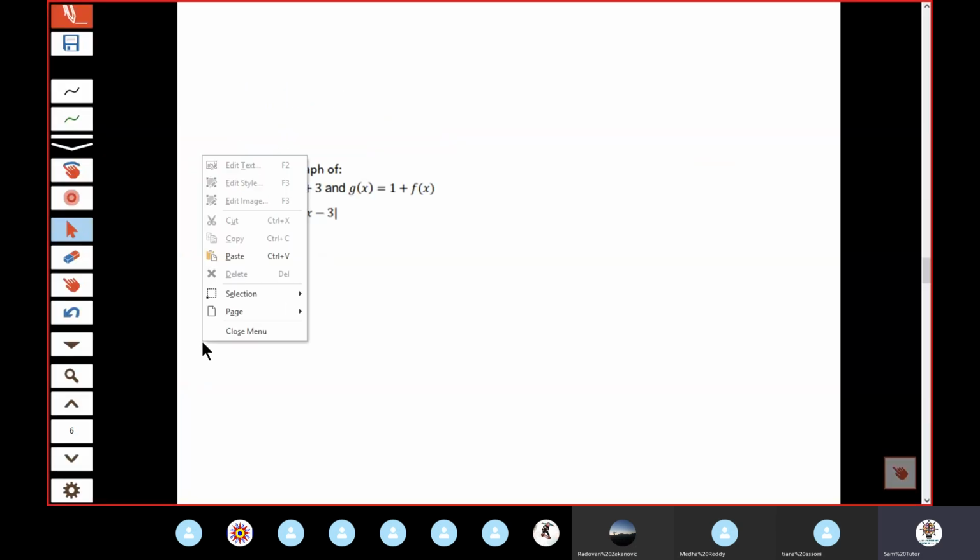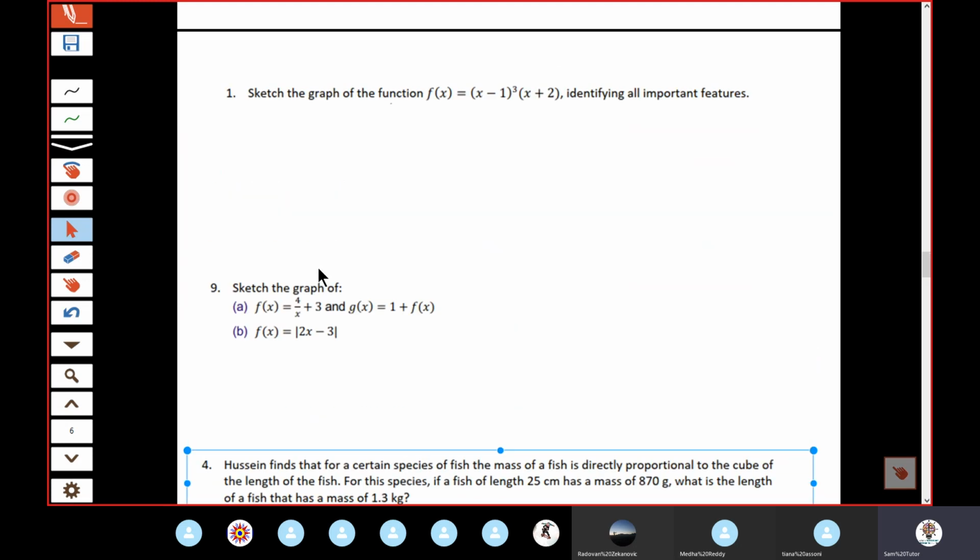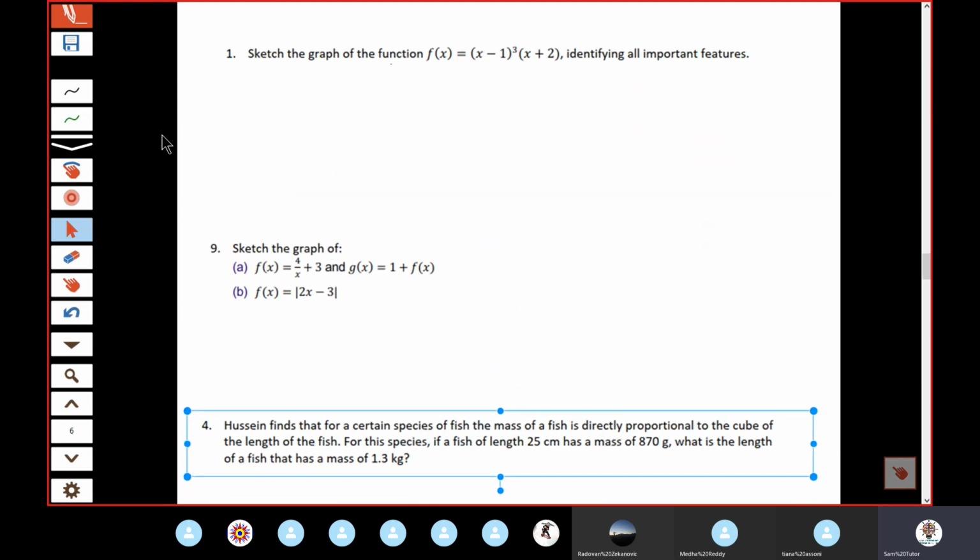Okay. So now I'm left with that. Can you say the question? Yep. Sketch the graph f of x equals (x minus 1) cubed times (x plus 2). Identify all important features. Okay, very straightforward. If we know our rules, I think we did this last week, the rules of sketching. If it wasn't your class, it would have been a different class. But I'm sure I've sent the videos. So here we go.